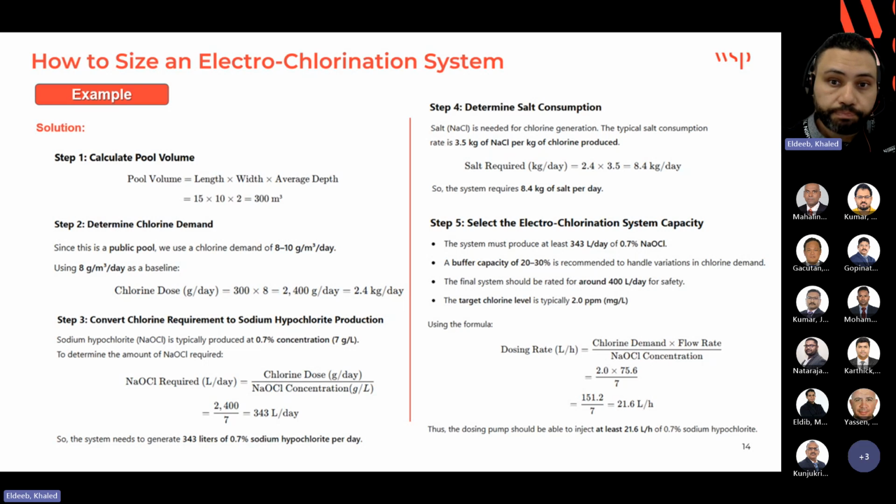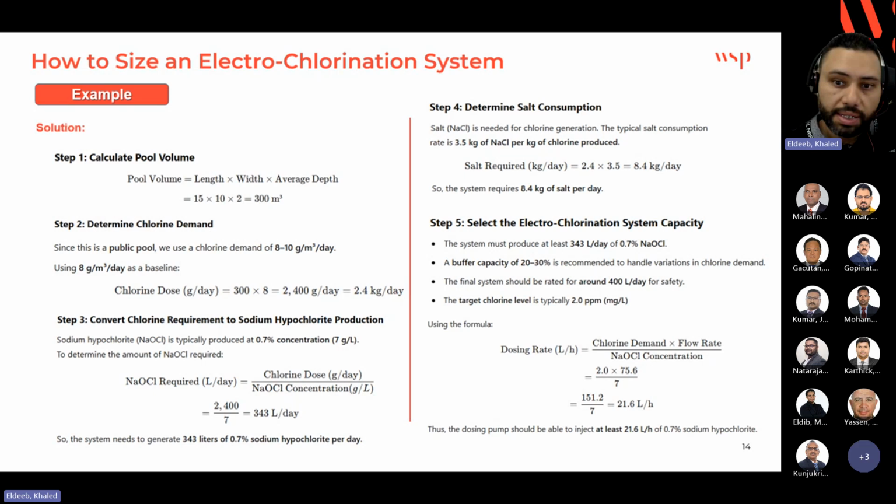Okay. So first we have the pool volume calculated, 300 cubic meter. We calculated it many times before. Then we calculate the dose per day, depending on the demand value of my pool as listed previously. For public pools, it needs from 8 to 10 gram per cubic meter per day. So if we use 8, we get the dose by multiplying with the pool volume. See, we got here 2,400 grams per day.